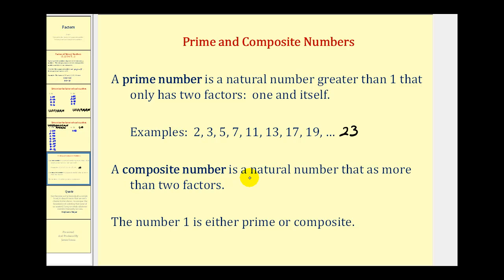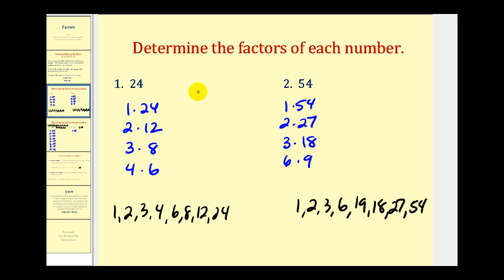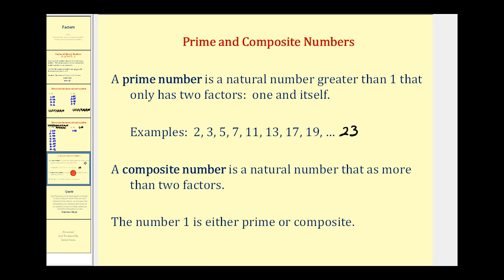A composite number is a natural number that has more than 2 factors. So going back to our examples, this is the only number here that had 2 factors. 120, 54, and 24 all had more than 2 factors and therefore are called composite numbers. And a special note, the number 1 is neither prime nor composite by definition.